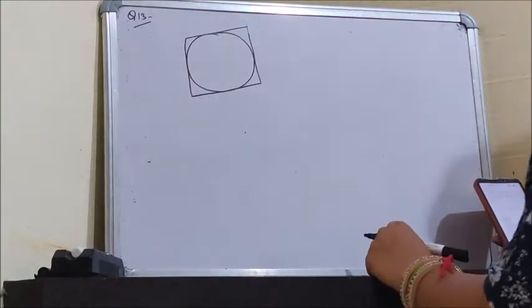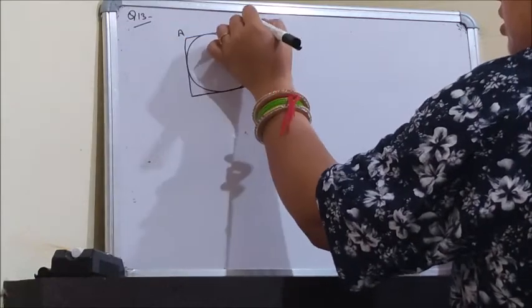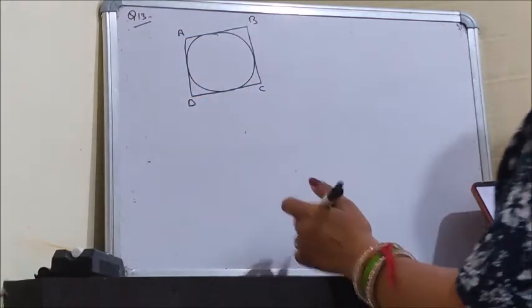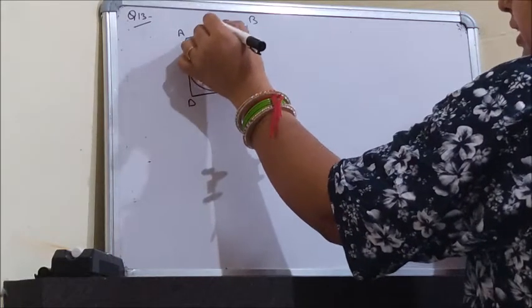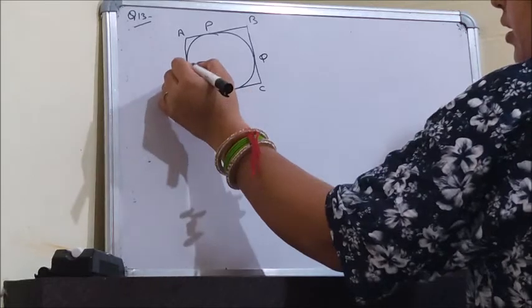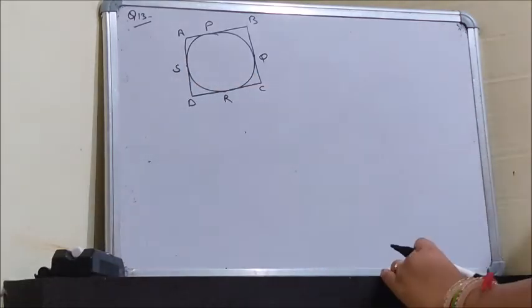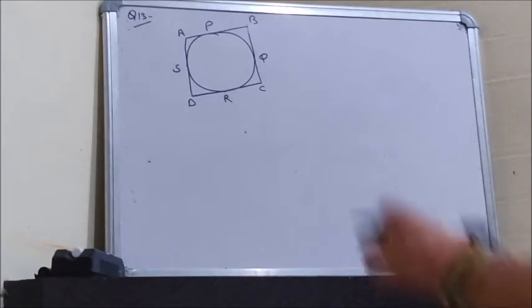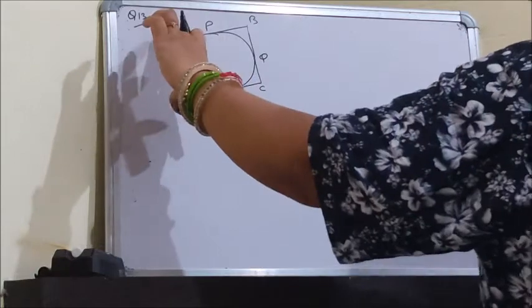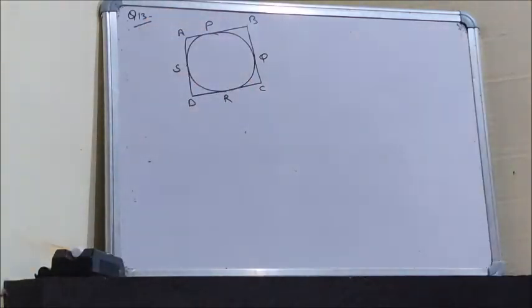This is a quadrilateral that is circumscribing this circle. The name of the quadrilateral is ABCD, and let the points of contact be P, Q, R and S. Now we have to prove that opposite sides of a quadrilateral, like in this case AB and CD are opposite sides and BC and AD are the opposite sides.